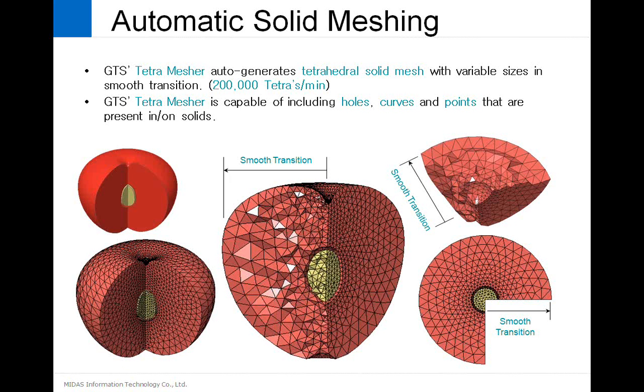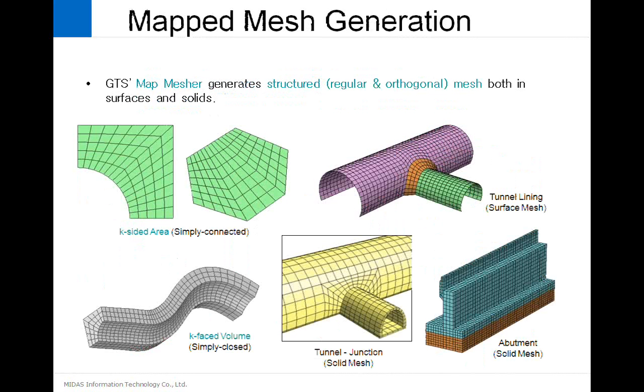Auto meshing for 3D, going into some of the stats, GTS tetra mesher auto generates tetra solid meshes with variable sizes and smooth transition. The rate is approximately 2 lakh tetras per minute. So using auto mesher in 3D, we generate 4-nodal tetrahedron, or we can go for non-linear elements, which is also called high order meshing, creating 10-nodal tetrahedrons. Along with that, you can also take care of the smooth transition as well as take care of the holes and the curves which are present inside the solid.